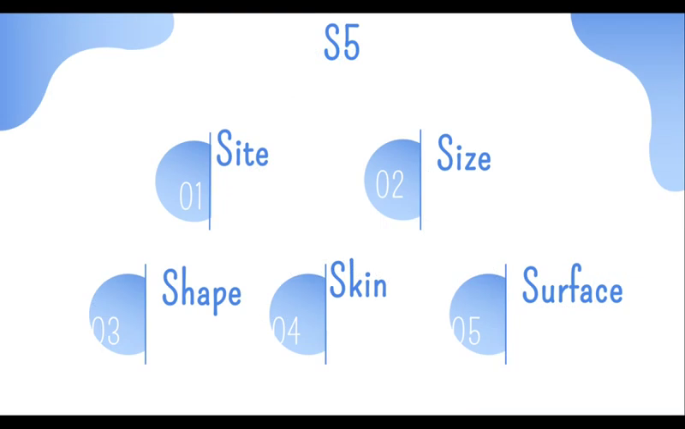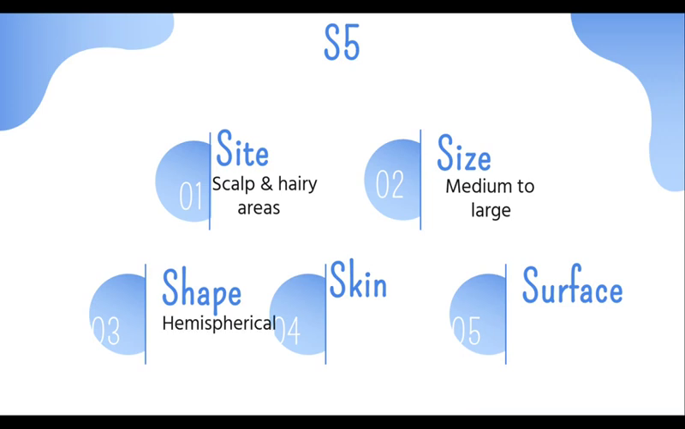For the first part, 5S. For the site, sebaceous cysts are most common on the scalp and hair areas. The size is about medium to large. You can measure it in centimeters. The shape is hemispherical. For the skin, about 50% of them have a punctum, and there is a bluish discoloration of the skin. The surface is smooth.